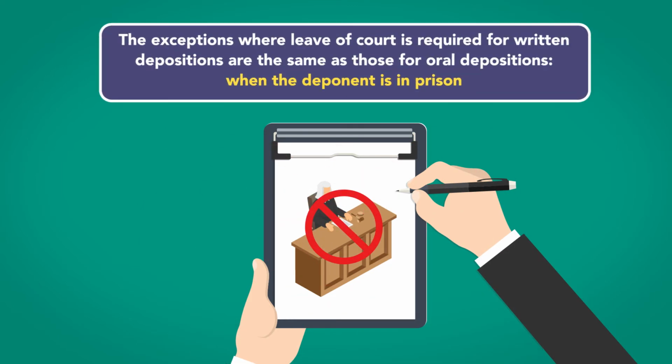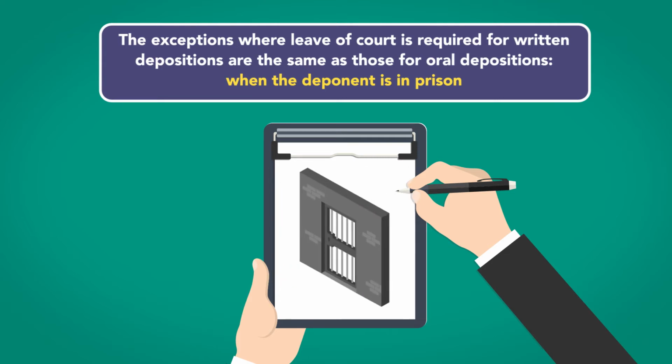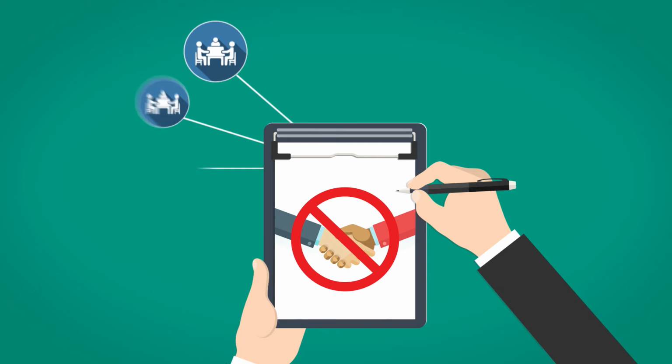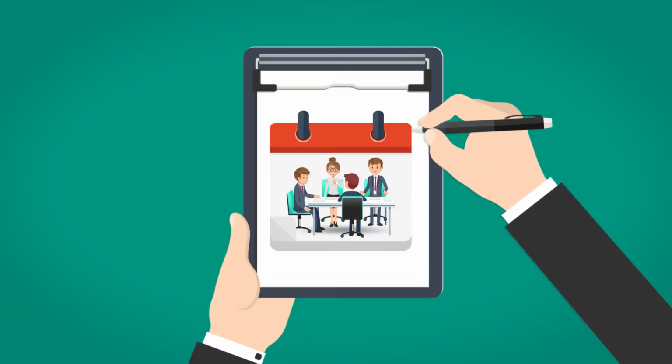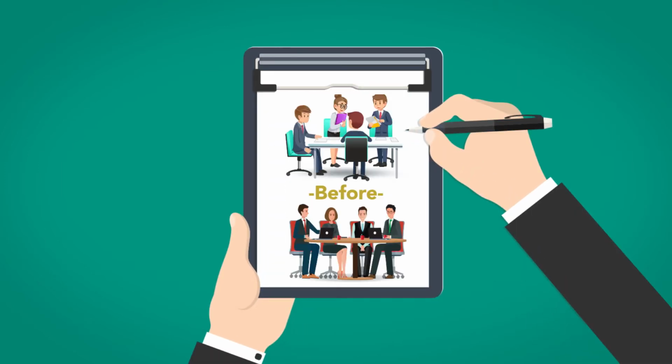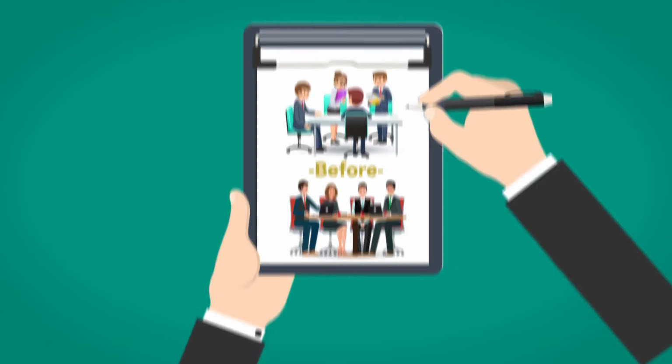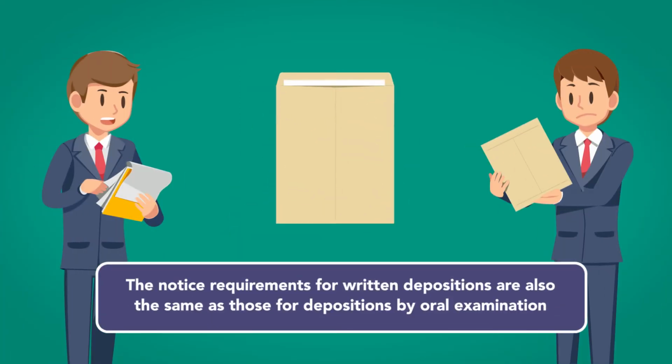The exceptions where leave of the court is required for written depositions are the same as those for oral depositions: when the deponent is in prison, where the parties have not agreed to the deposition and it would result in more than 10 depositions by that party, when the deponent has already been deposed in the case, and when the deposition is sought before the discovery conference. The notice requirements for written depositions are also the same as those for depositions by oral examination.